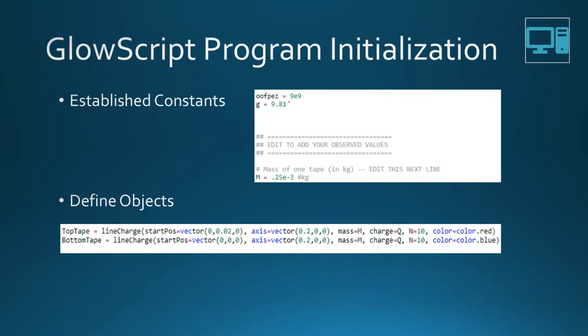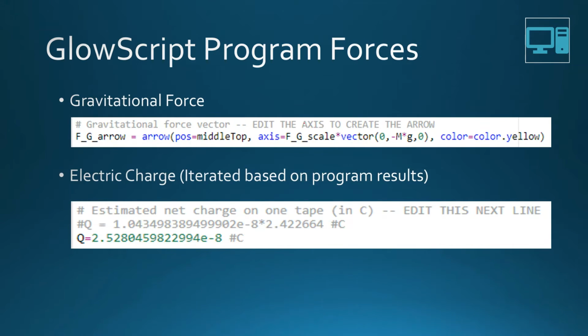Here is the initialization of my GlowScript program, with the electric field constant, G, and the mass of the piece of tape. We also created the top tape and bottom tape charge objects. Here are some of the forces that were calculated in my model: the gravitational force, which was mass times gravity in the negative y-hat direction, and the electric charge that we used based on the summation Fnet equals Fg plus Fe equals 0, and this was iterated upon to make the model more accurate.